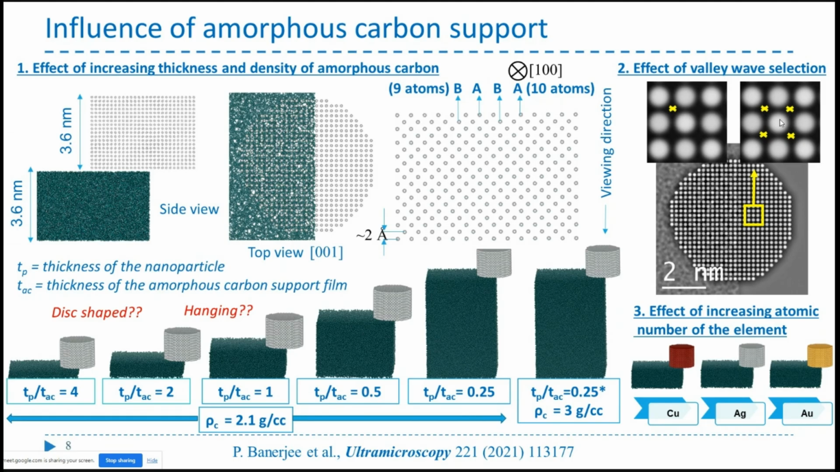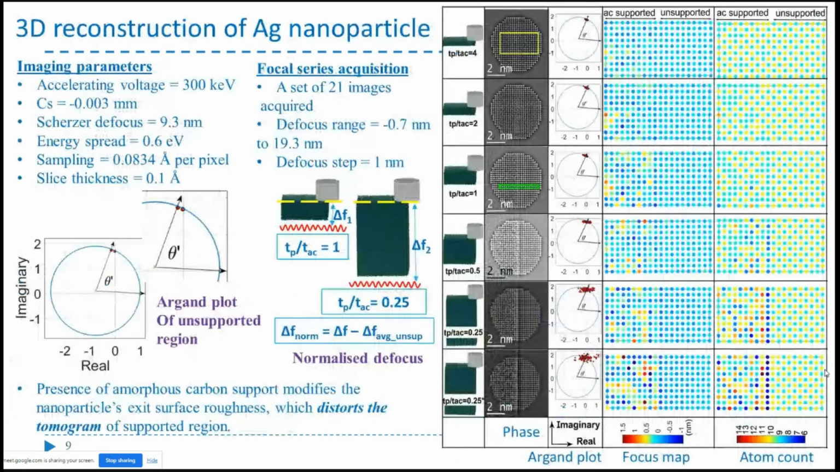And also we changed the nanocrystal from silver to copper to gold, where this is a lower and this is a higher atomic number, to see whether that has any effect on this 3D tomography. This is completely simulation work. So this is the imaging parameter we used for our simulation. This is the focal series acquisition parameter we used for our simulation.